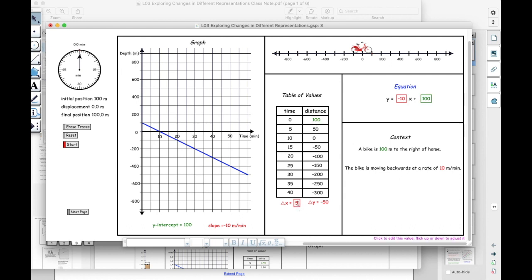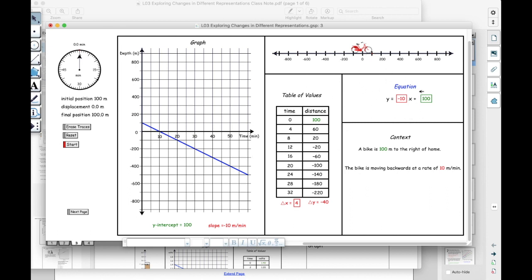And I can change delta x, but notice when I change delta x, it's not changing the slope. So let's undo so that we can see. -50 divided by 5 is -10. If I change this to 1, slope is still -10. If I change it to 2, dividing those two, it's still -10. If I change it to 4, the slope is still -10. So the table of values isn't driving anything.